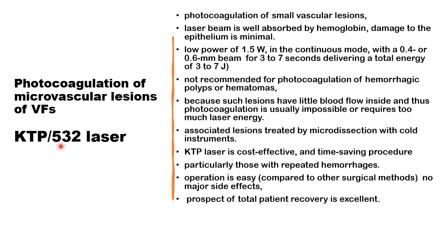The KTP 532 laser can be used for photocoagulation of small vascular lesions, because the laser beam will be very well absorbed by the hemoglobin and the damage to the epithelium is minimum. It can be used in a low power setting of 1 to 2 watts in a continuous mode with 0.4 to 0.6 millimeter beam for 3 to 7 seconds, delivering a total of 3 to 7 joules.